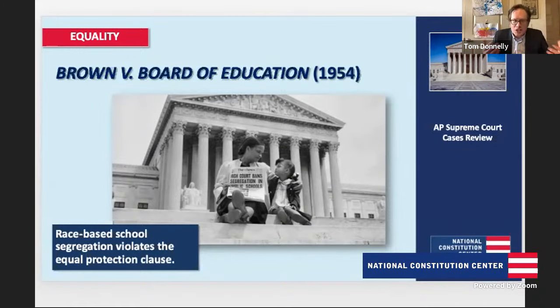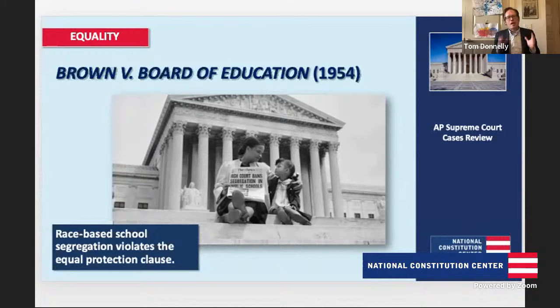And the case itself arises from decades of legal strategy put forth by the NAACP Legal Defense Fund and key lawyers like Thurgood Marshall that chipped away at Jim Crow segregation over time. And here, what the parents and students are arguing before the Supreme Court is that school segregation violates the 14th Amendment's Equal Protection Clause, but also they're urging the Supreme Court to overrule its own decision in Plessy v. Ferguson from 1896, which said that separate but equal facilities are constitutional, so it upheld Jim Crow laws like these.